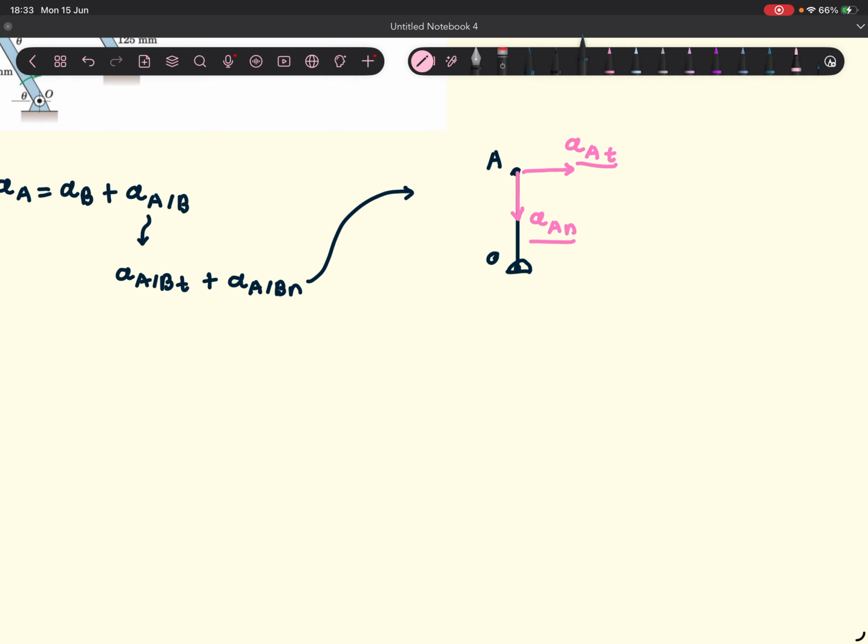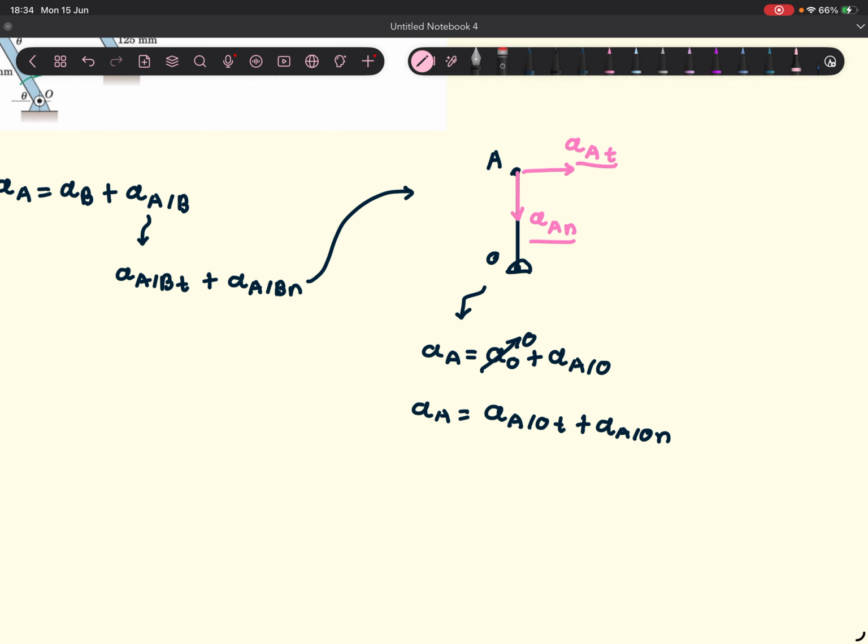So if we were to write out our acceleration equation, acceleration of A is equal to the acceleration of O plus the acceleration of A relative to O. This becomes 0 because point O is a fixed point, it can't accelerate. And then the acceleration of A will be perfectly described by the acceleration of A relative to O tangential and the acceleration of A relative to O normal. So we can always break this component up into a tangential and a normal component.